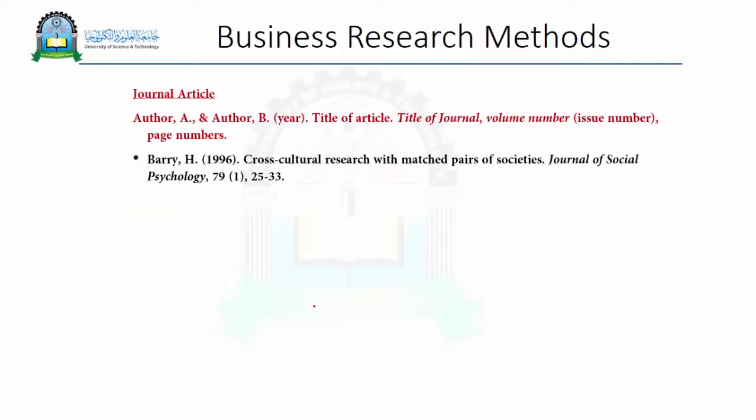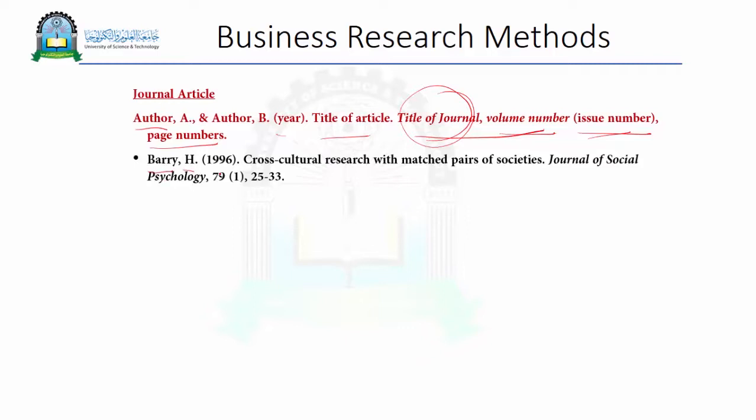If it's a journal, again we put the family name of the author, then the first letter of the first name, and the second author also, then the year, then the title of the article, then the title of the journal, which must be italicized, and the volume number, then the issue number. We also write the page numbers, starting from page X to, for example, page Z. So this is an example.